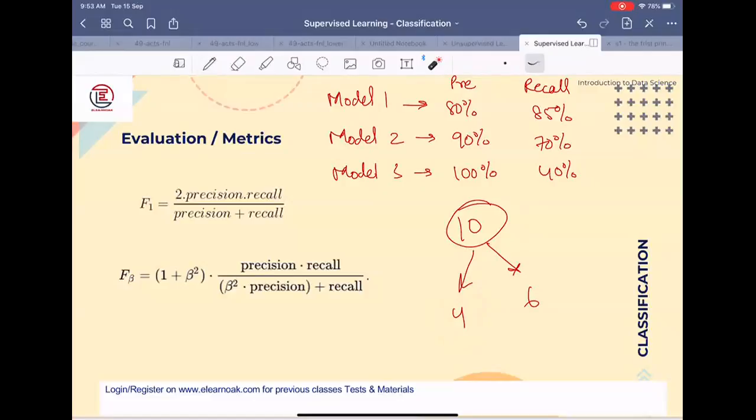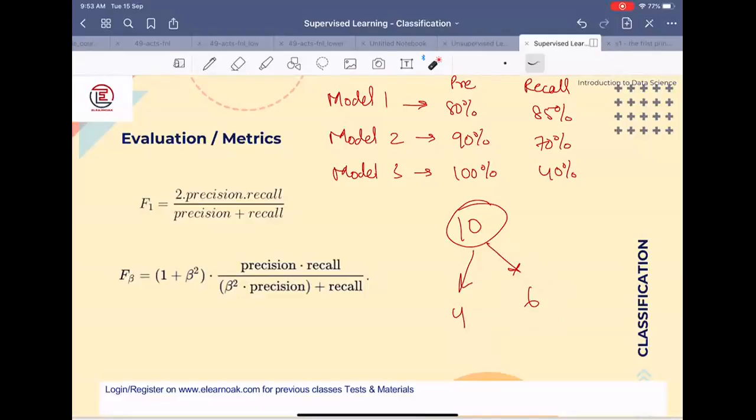So precision will be 100%, right? Because all these 10 people have broken the law, my model is telling 4 people have broken it. Of all the 4 people that my model is telling has broken the law, they are true. So my precision is 100%. When I look at recall, my model is saying that these 6 people have not broken the law. In fact, these 6 people are also from these 10 who have broken the law.